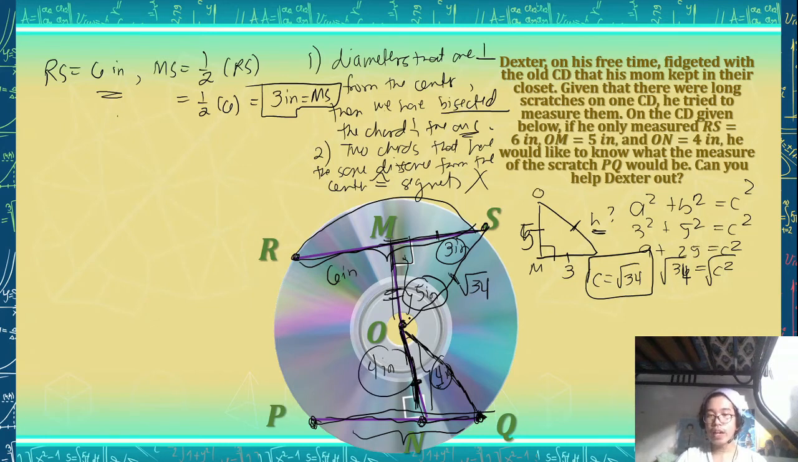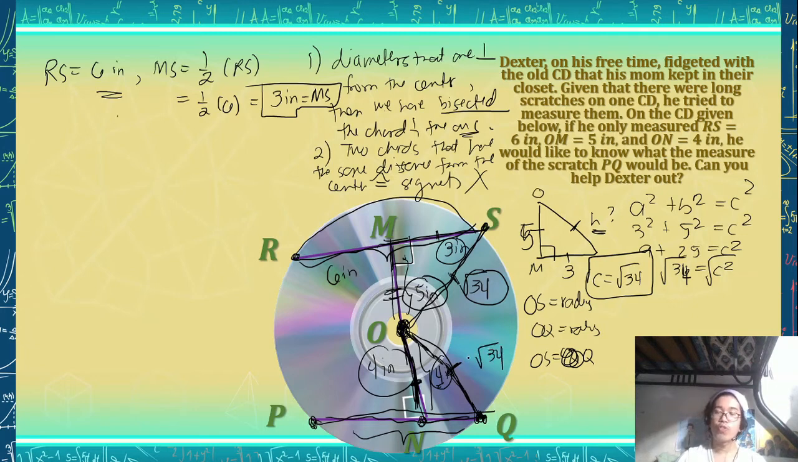And what we can see here, guys, OS and OQ, what commonality do they have? What part of the circle are they? They are both radii of a circle. So OS is a radius, and OQ is also a radius. Therefore they are both radii of the circle, and they should be congruent to each other. They should be the same. OS is equal to OQ. And therefore if this is square root of 34, the hypotenuse, or the radius over here, should also be equal to square root of 34.